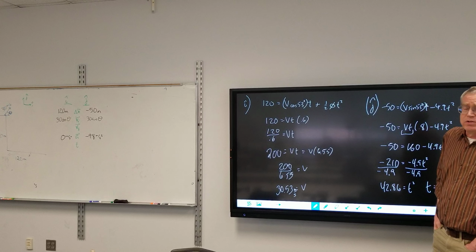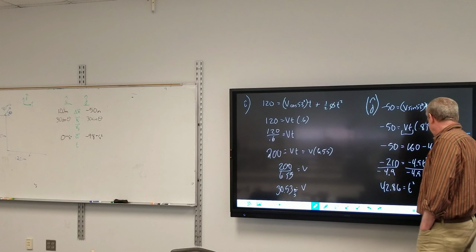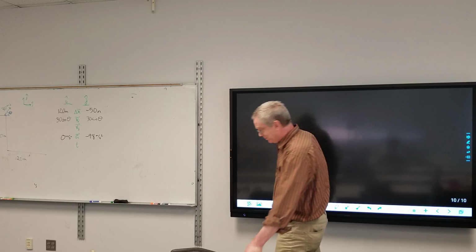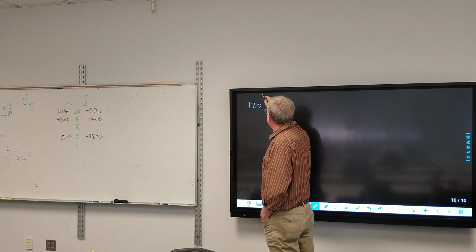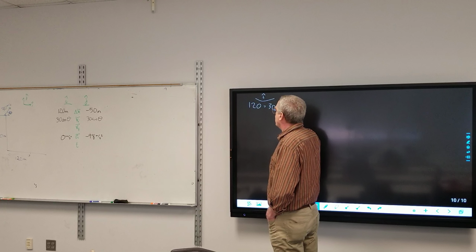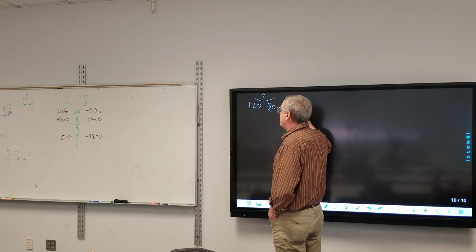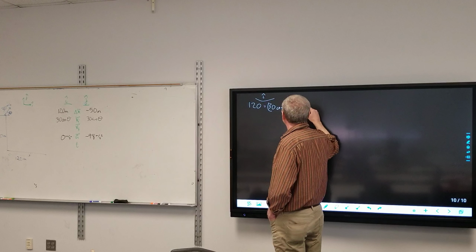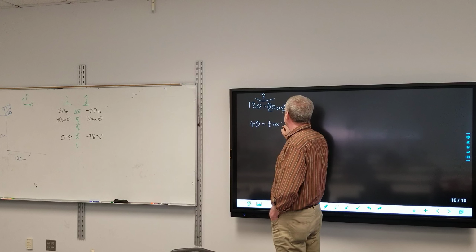What equation do you think we should start with? Same one. Yep. All right, so I got my I hat equation. I got a 120, this is my I hat equation. 120 equals 30 cosine of theta times time plus 0. So I end up with 40 is equal to t cosine of theta.